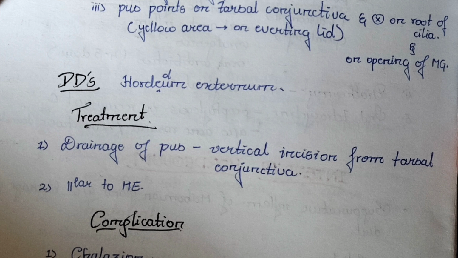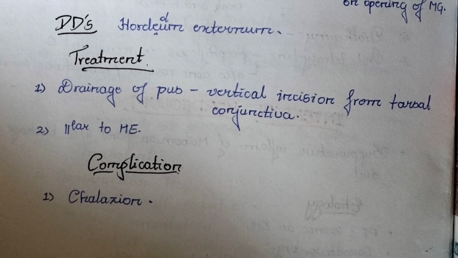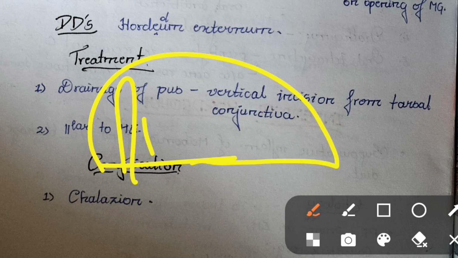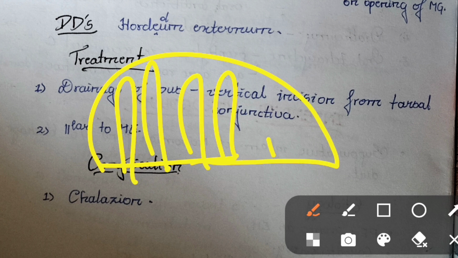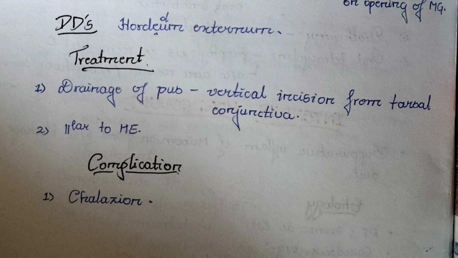The differential diagnosis is external hordeolum. Treatment: drainage of the pus by a vertical incision from the tarsal conjunctiva. I want you to know that meibomian glands, with this being the lid margin, are arranged like this. So you should give a vertical incision so that you do not damage other meibomian glands. If you give a horizontal incision, all the meibomian glands get cut. That's why try to give a vertical incision. The complication is the chalazion itself.